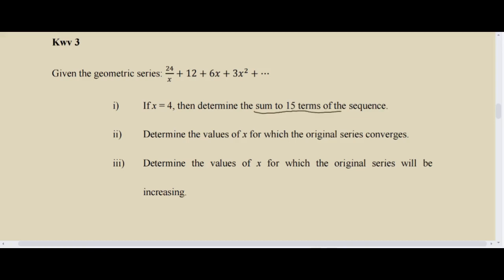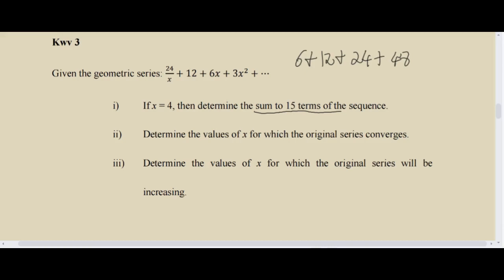So we are given that if x is equal to 4, that means we have to create this sequence or this series here, substituting 4, right? So if we say 24 divided by 4, that's going to give us 6, right? So we have 6 plus 12. If we say 6 times 4, that's 24. If we say 3 times 4 squared, that's equal to 48. So that means our geometric series would be this if our x is equal to 4.